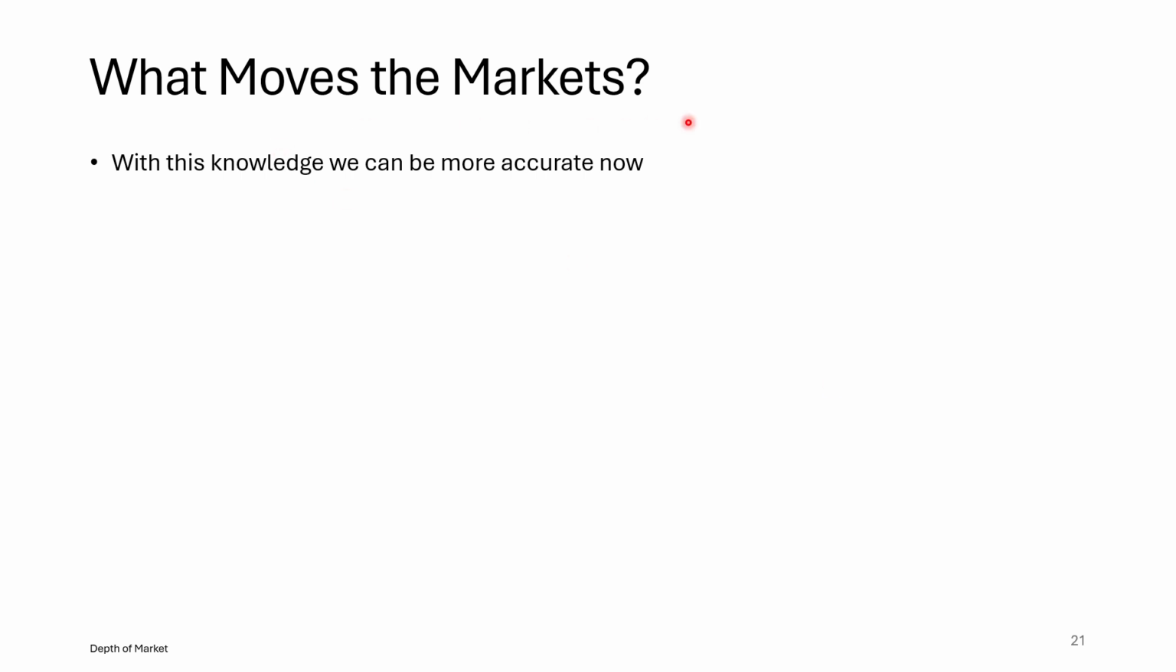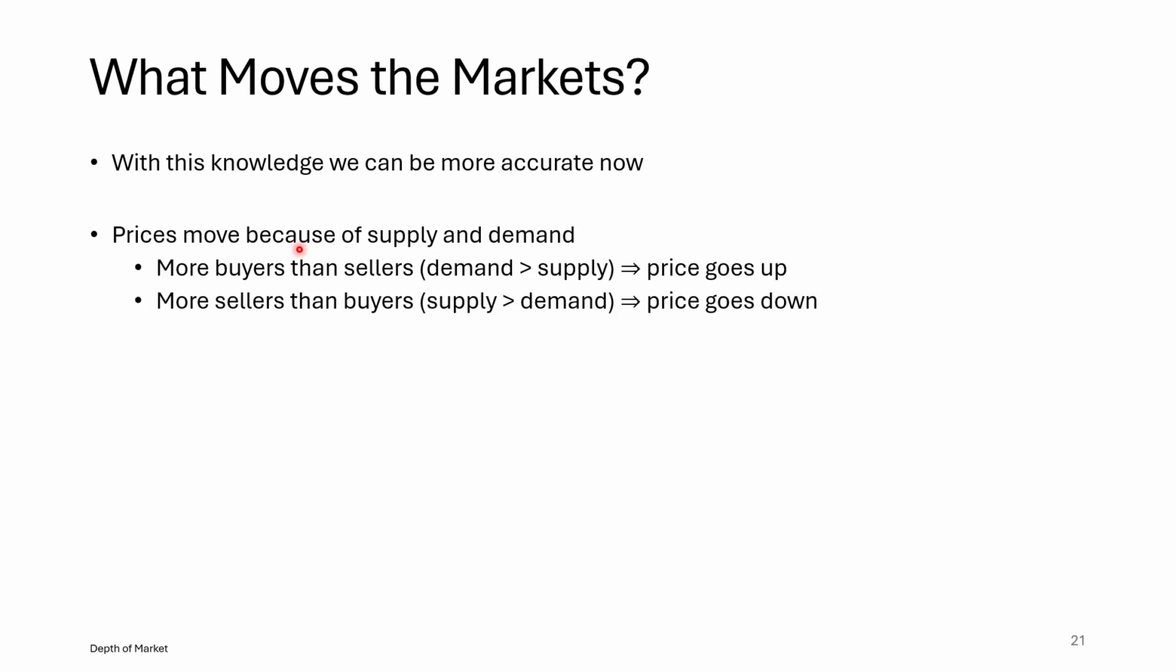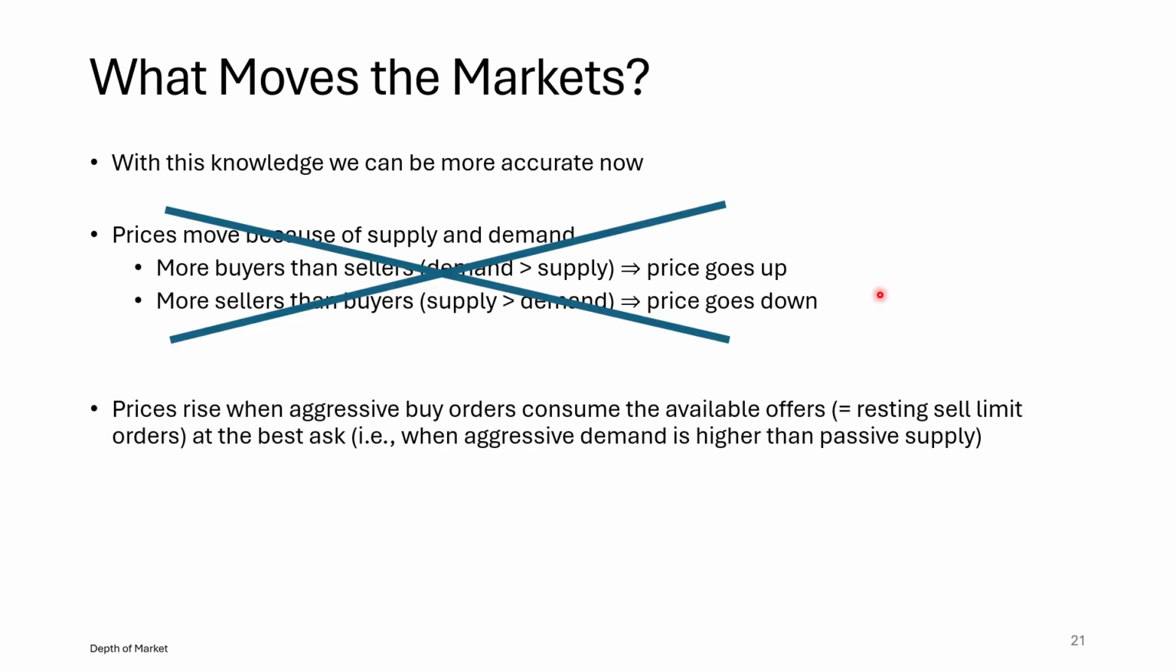So now, with that knowledge, we can finally accurately answer the question: what moves the market, or what moves prices up and down? Initially, we said prices move because of supply and demand, and if we have more buyers than sellers, so more demand than supply, prices go up, and if we have more sellers than buyers, so more supply than demand, prices go down. Obviously, this was a little inaccurate, so now we can be more accurate with that statement.